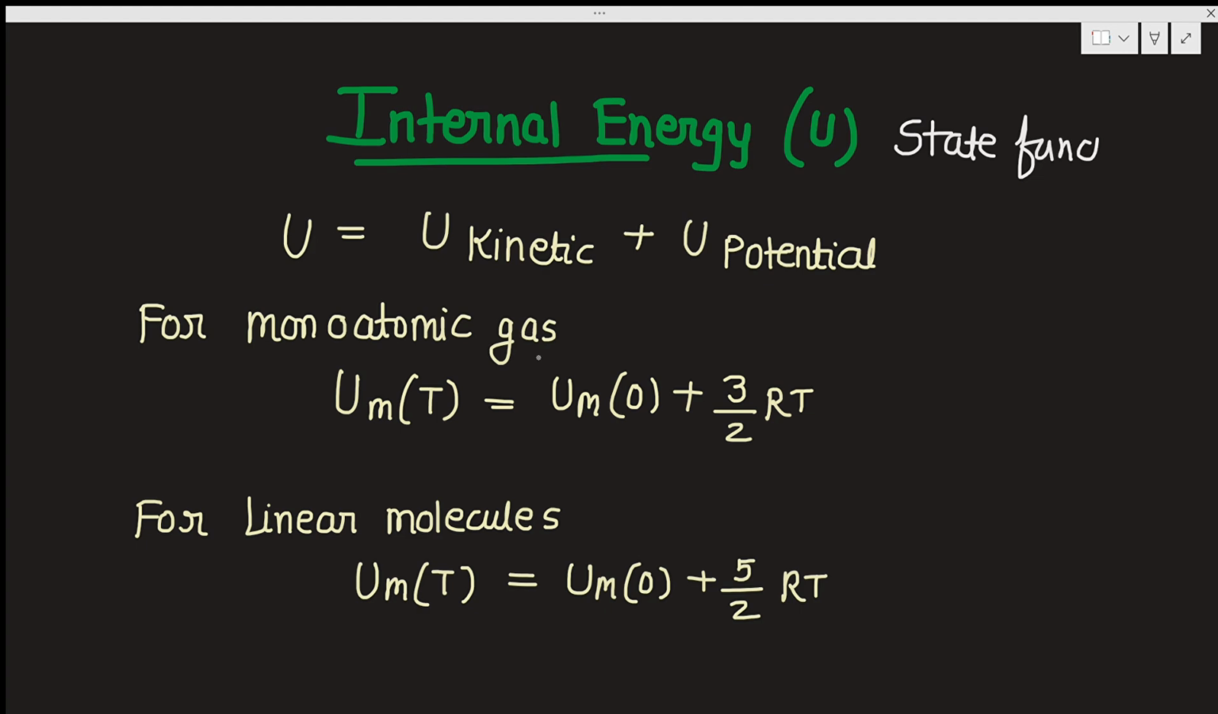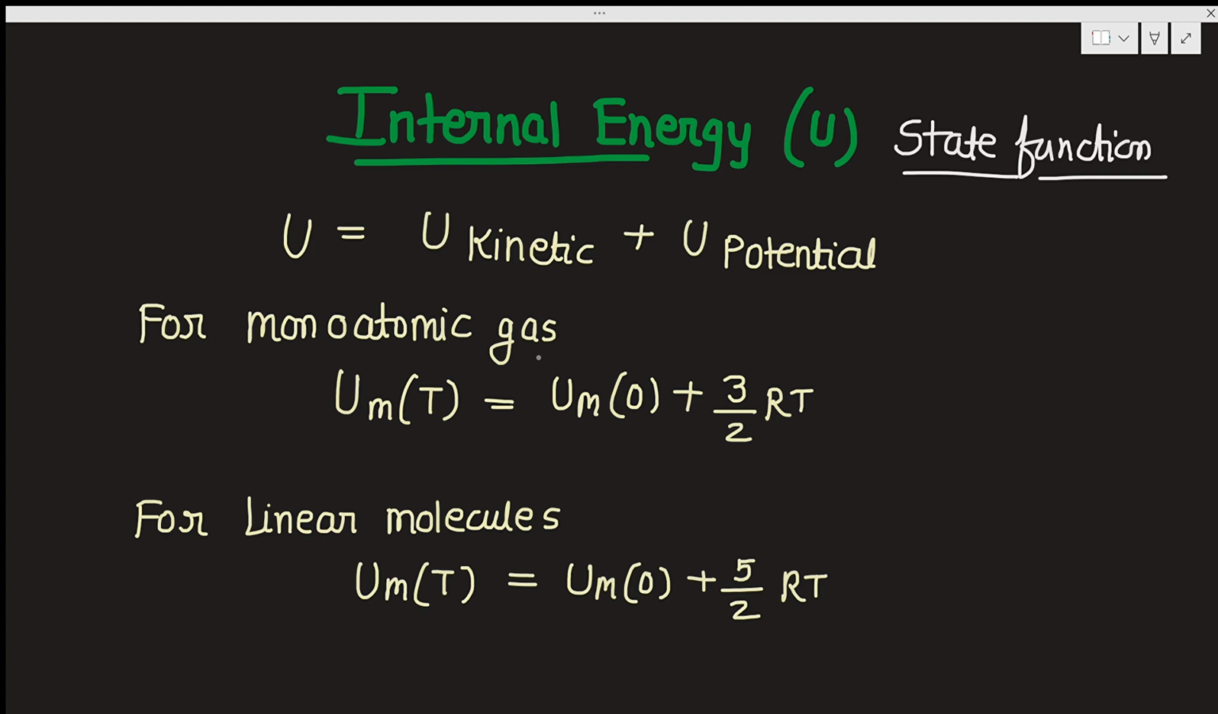State function means any function that depends upon only the initial and final state. It means it is not depending upon the path. It is depending only upon the state, initial state and final state. So this is called a state function. And actually internal energy is the total energy of the system, that is the kinetic energy plus the potential energy. U is equal to U kinetic plus U potential.